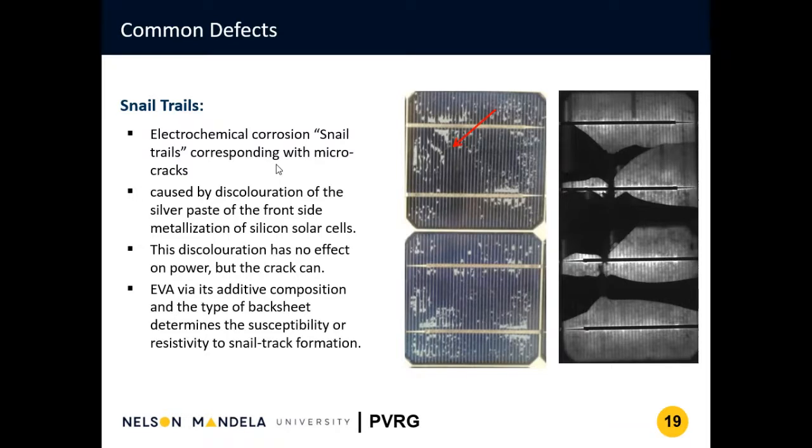Normally what happens is, if the module were damaged, snail trails do not immediately appear, but with time the silver paste on the front surface of the module metallization reacts and results in that pattern. Not all modules will have this effect. It does depend on the makeup of the module components.